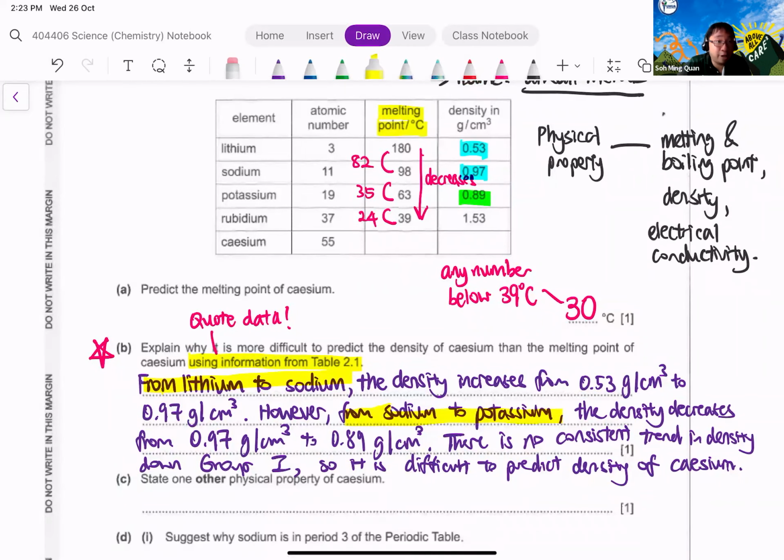Now, this question is challenging for combined science, so I would advise us to learn the skill of reading data and using it in your answers. Okay?